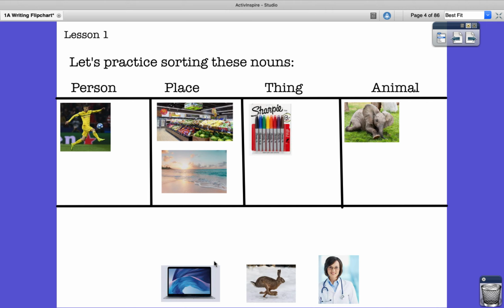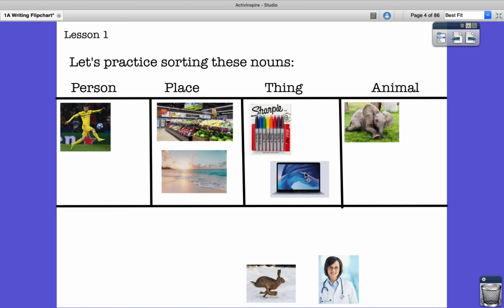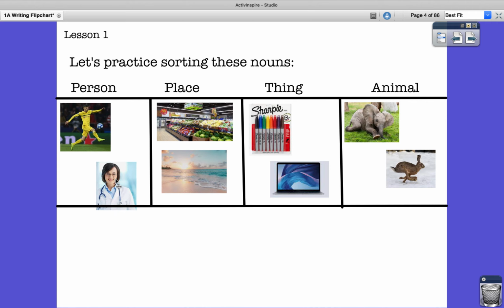Next, this is a computer. A computer is also a thing. What is this a picture of? This is a rabbit. So a rabbit is an animal and will get put with the elephant under animal. Finally, we have a doctor. A doctor is a person. So all of these pictures show nouns. So remember, nouns can be people or person, place, thing, and animal.